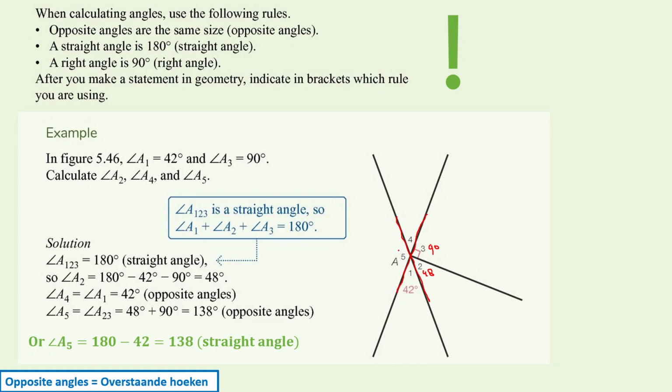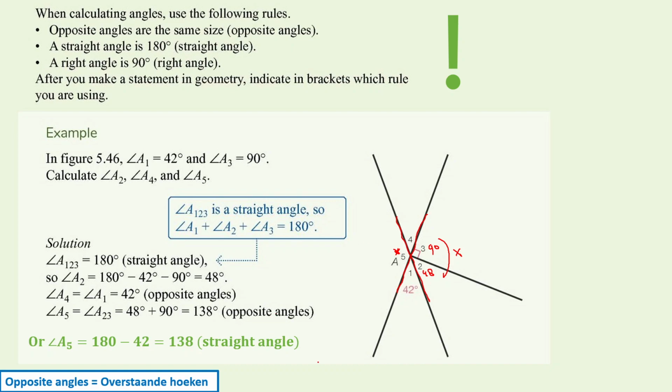And you see that angle A5, that's indicated with this cross here, actually is the same not to A2, not to A3, but to A2 and A3 together. And that's why they say angle A5 is angle A23, which is why they do 48 plus 90 is 138. And then they use the opposite angles rule. The way I did it, I used the straight angle rule.